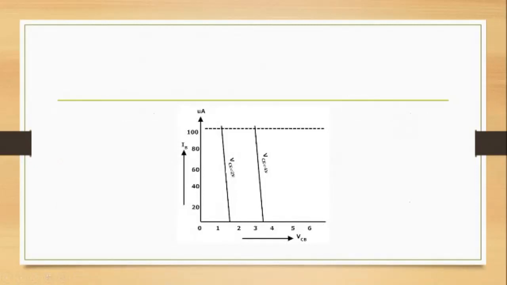Here VEC is constant at 2 volts. After that, the VCB value changes from 1 volt to 2 volts, 3 volts, 4 volts. Linearly, you are increasing the input voltage. According to that voltage, you note down the base current. That means 20 microamps. Here, μA means microamperes.